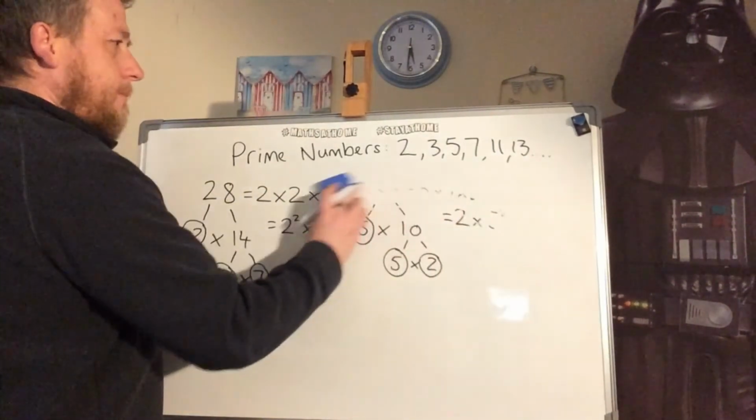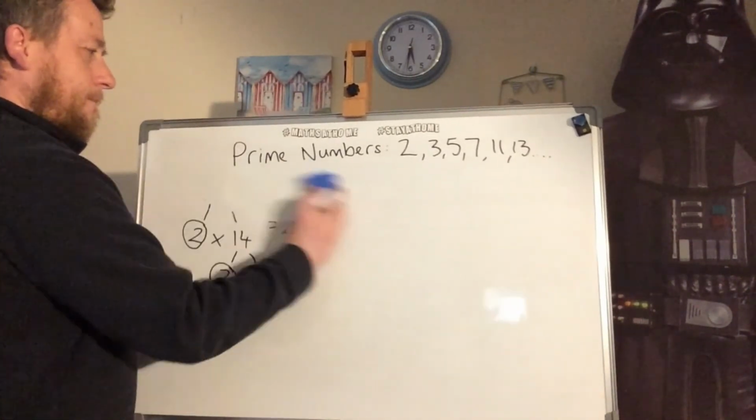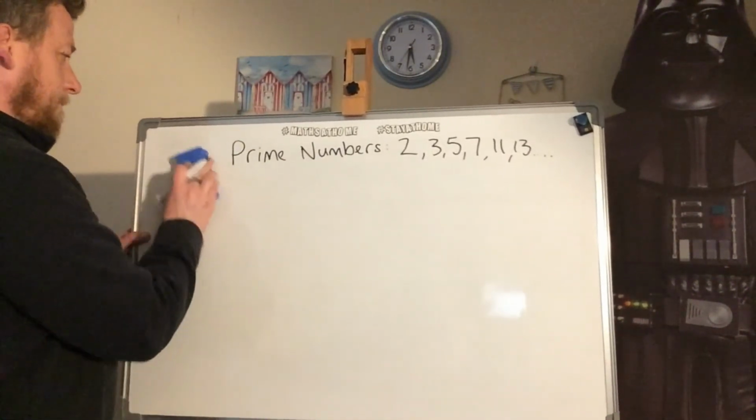So there you go. That is how we do prime factorisation, or how you find the product of primes for any number.